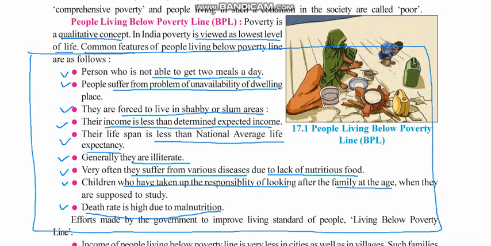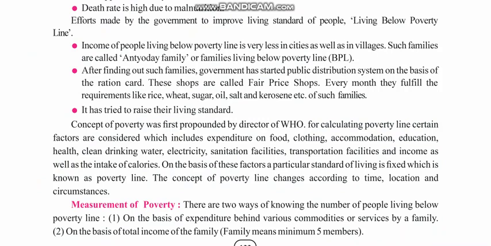Okay, now we'll see the efforts made by the government to improve the living standard of the people. See what effort the government has made. The government is constantly trying to see that these people come out of poverty. So what kind of effort has the government made? The income of people living below the poverty line is very low in cities as well as in villages. Such families are called Antyodaya families, or families living below the poverty line.